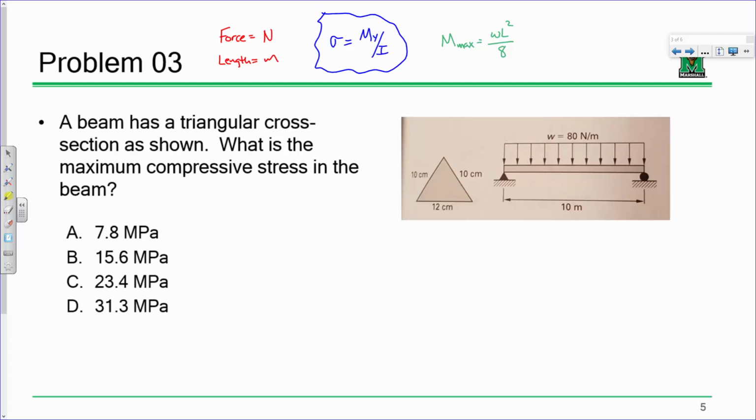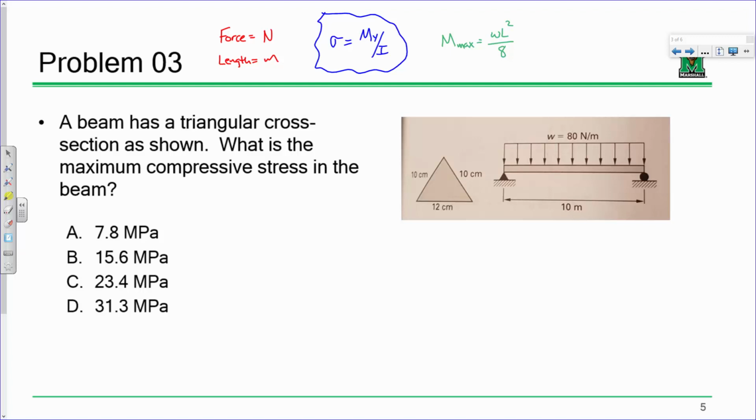Now, let's take a look at this. I have a cross-section. If I take a samurai sword or lightsaber through this beam, it looks like this, right? Where is the centroid of this triangle if this is H? A third of the way up. That's the centroid. So I measure y from that point.